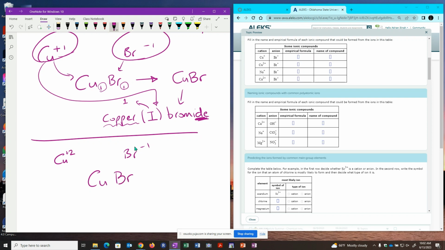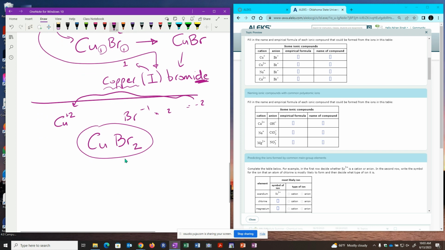The copper is 2 plus. The bromide here is 1 minus. So we would need 2 bromides to give us negative 2 in order to cancel out the 2 plus, right? So that's where the subscript 2 comes in. We only need the 1 copper, so we don't need to put the 1 in as a subscript. So this is our empirical formula.